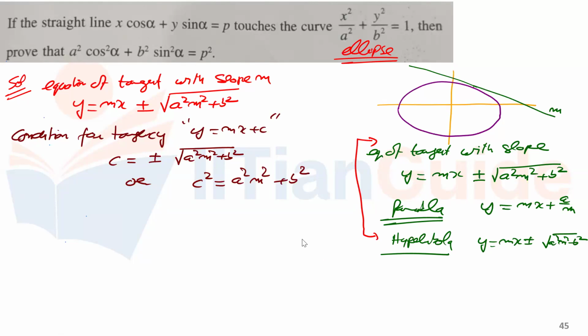The similar thing we have for the parabola. For the parabola, condition for tangency is that c has to be equal to a by m. For hyperbola, c square has to be a square m square minus b square. So this is the formula part that I have told you. Now come to the question. Question पे आ जाइए, वापस आ जाइए.